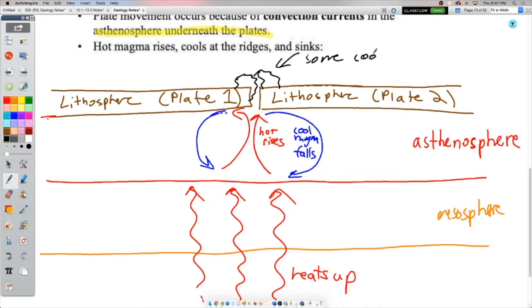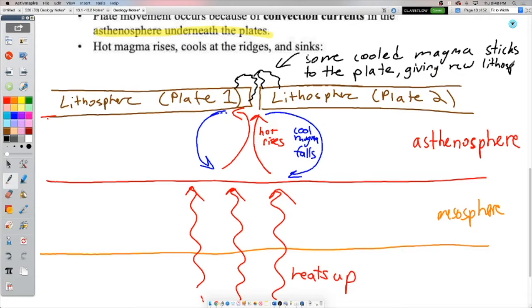So some cooled magma essentially sticks to the plate, giving new lithosphere, right? That is now a part of the lithosphere. Congratulations. It just graduated from the asthenosphere to being part of the lithosphere. Not only that, but notice how it's not going to heal itself perfectly, right? It's kind of going to bubble up and then more is going to bubble up, and you're kind of going to be building a mountain range almost, right?